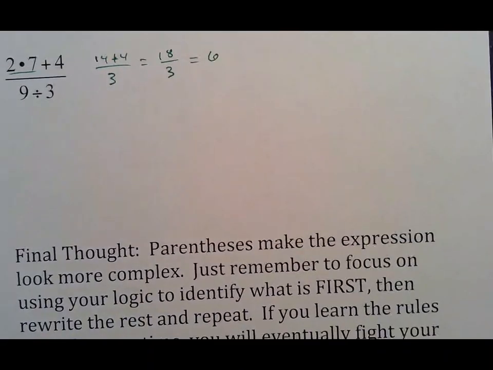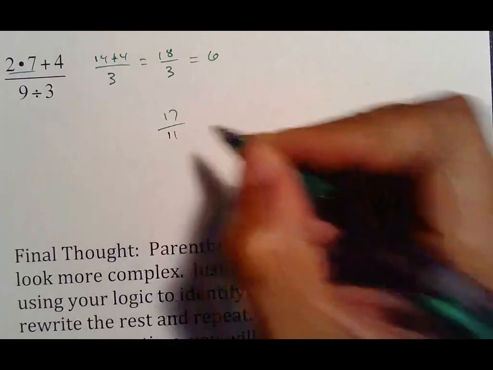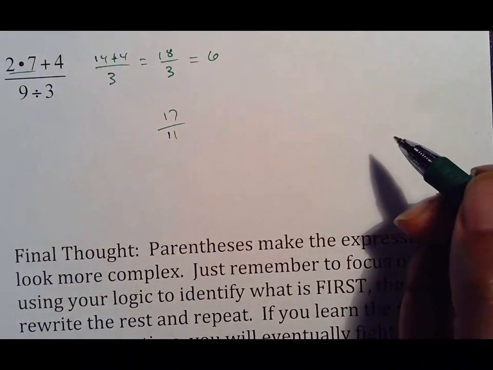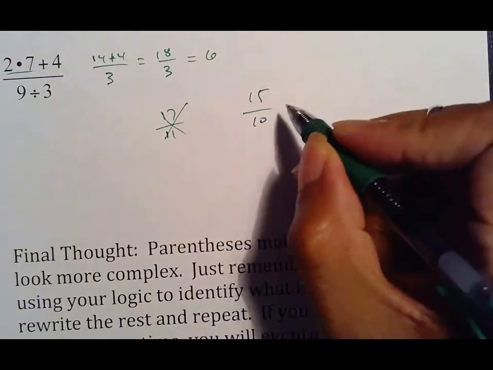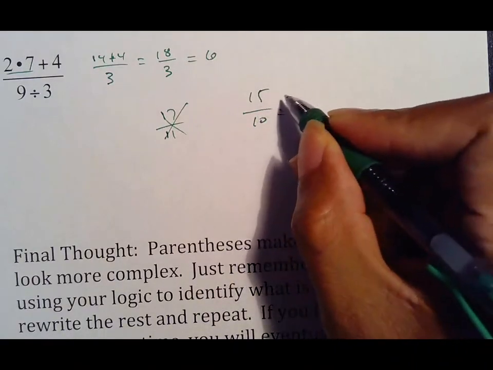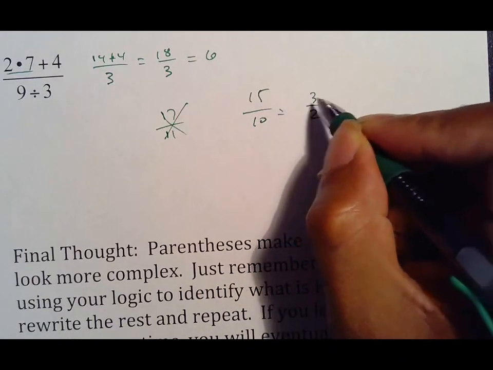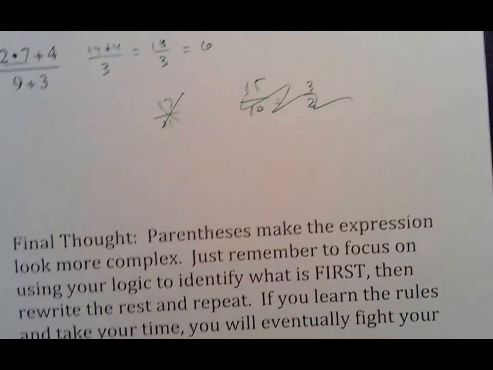If that did not work out, and let's say you had 17 over 11, you would just leave it as 17 over 11. If that turned into something like 15 over 10, both of those can divide by 5. You would turn that into 3 over 2. So you do want to make sure that you simplify your fractions as you do them.